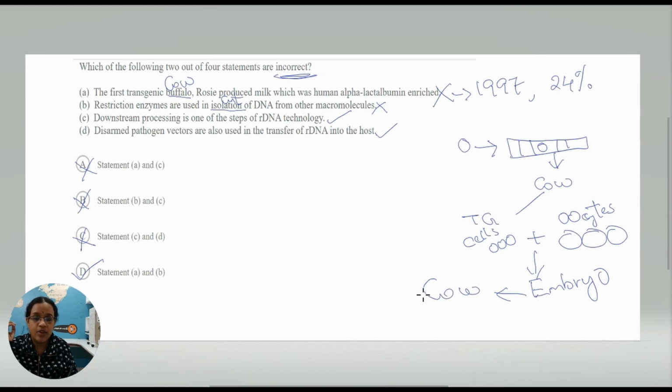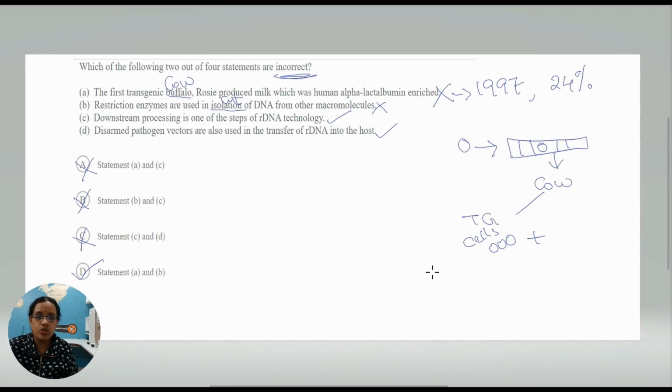Now we have to wait for its gestation to be completed so that a calf is produced, and this calf is our Rosie. Okay, the gene encoding lactalbumin is present in all the cells of Rosie, but it is expressed only in the mammary glands. Hence, the milk was enriched with lactalbumin, and only during the lactation time could you observe the transgenic expression. So, this is about the first option. Okay, now let's go to option number 2.